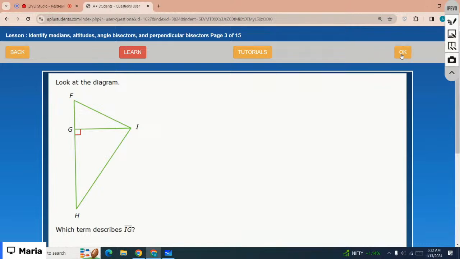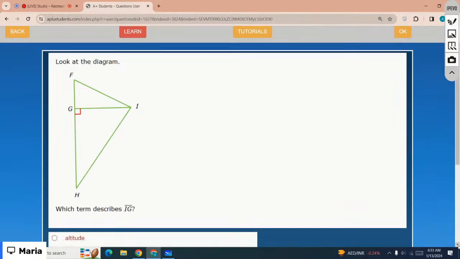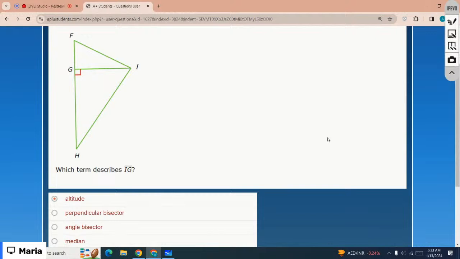Okay, look at the diagram. Which term describes IG? IG is perpendicular on the line FH, right? So that is just the altitude. The correct option is altitude.